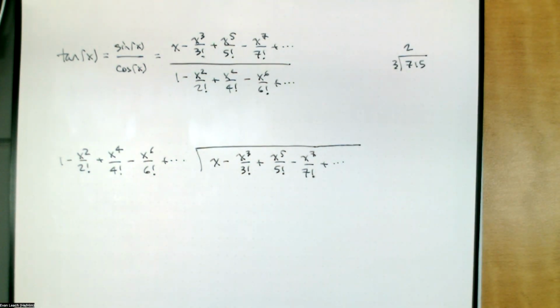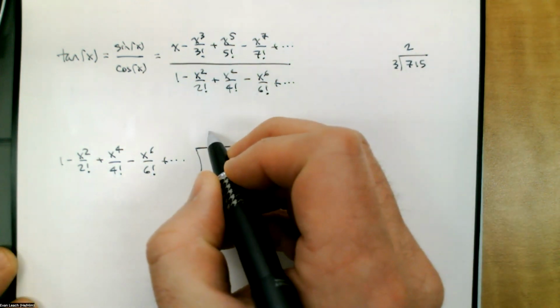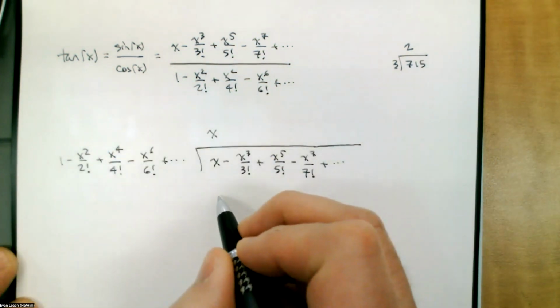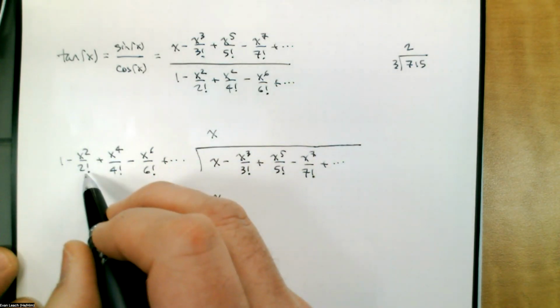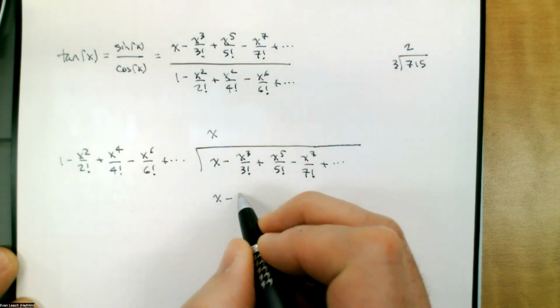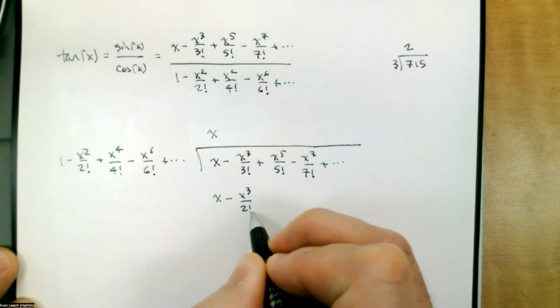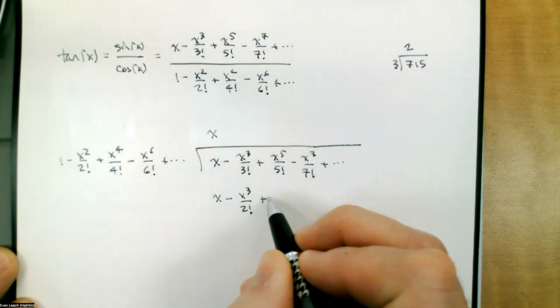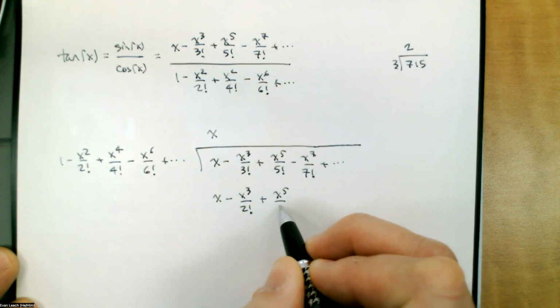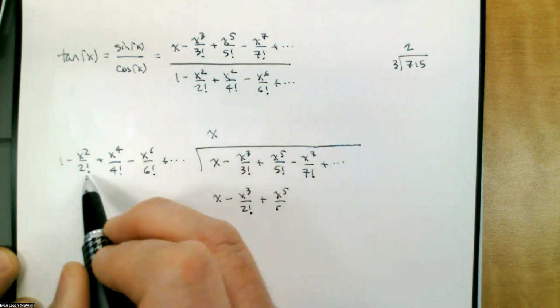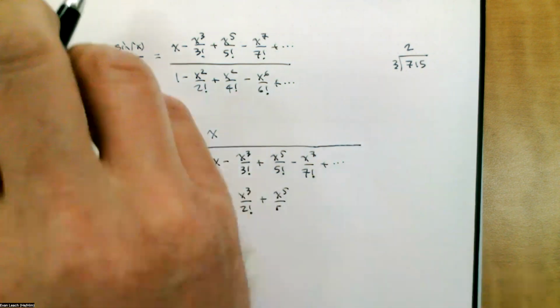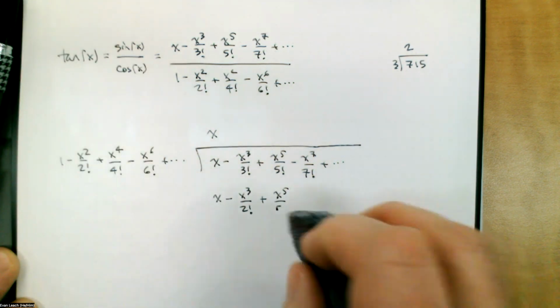How many times can I subtract 1 from x without going negative? To make that subtraction even happen, I have to subtract x times. x times 1 is x. x times minus x squared over 2 factorial is minus x cubed over 2 factorial, plus x to the 5th over 5 factorial. I'm just multiplying by x.